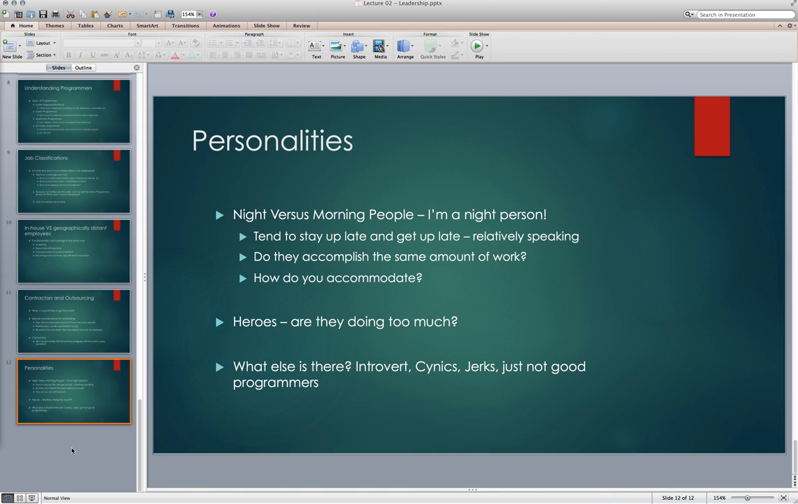What else is there? Introverts, cynics, jerks, just not good programmers. I've probably worked with all. I'm sure people have classified me in all of those categories at some point in time. So a lot of personalities. It's no different than any other profession. You're going to be dealing with all sorts of personalities, and it's up to us to identify those and try to play to the strengths, minimize and improve on the weaknesses, and have a great cohesive team.